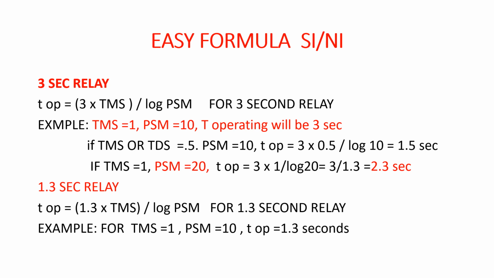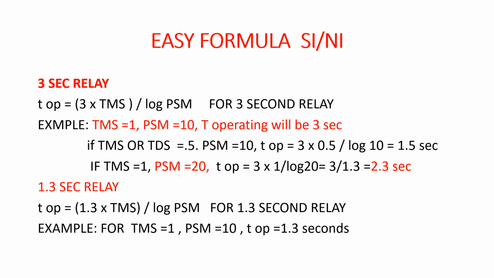Similarly, if you change the TMS or TDS, time dial setting, to 0.5, that is you select the 0.5 curve, and PSM remains 10 times fault current, then the operating time will become 3 into 0.5 divided by log 10. Log 10 is again 1, so it will become 1.5.